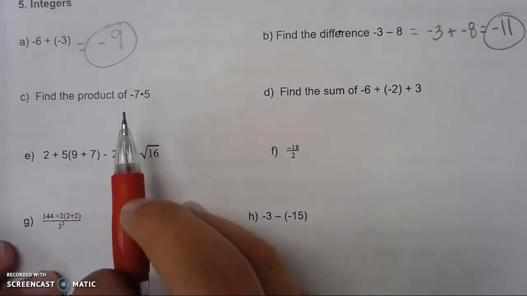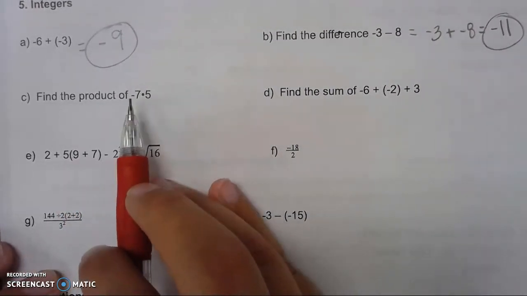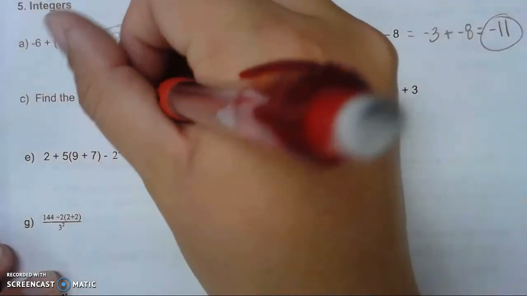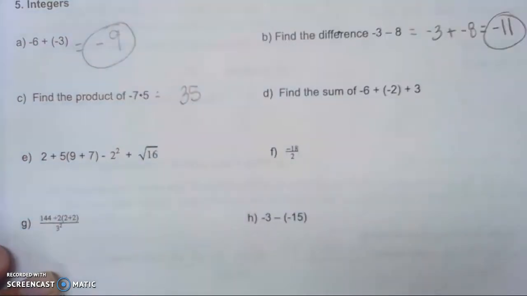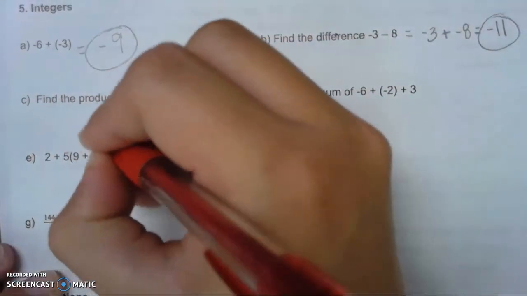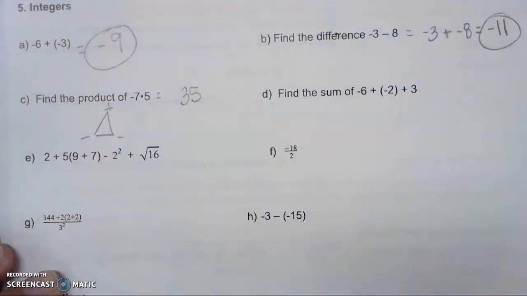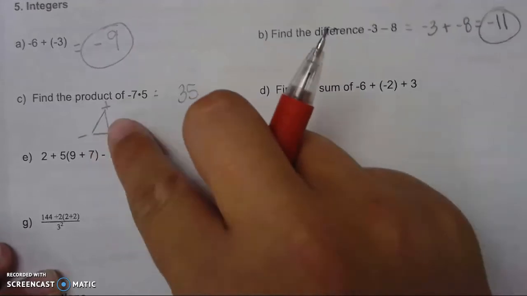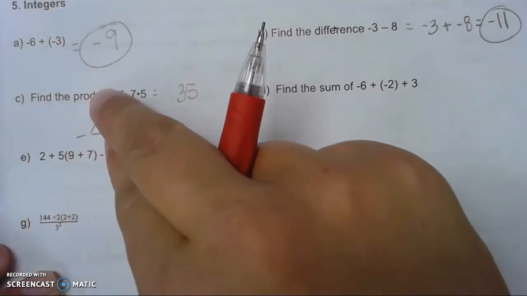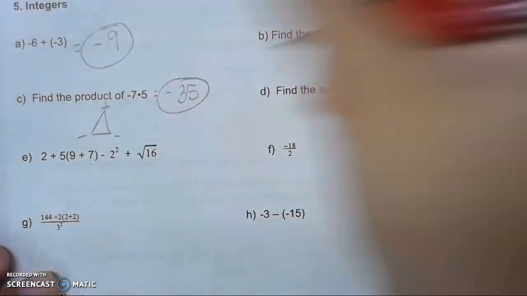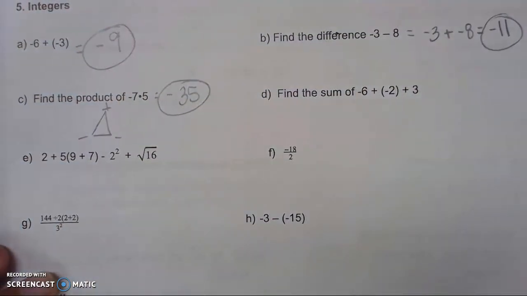Alright, C, find the product of -7 times 5. So multiplication, you're just going to multiply like normal. So 7 times 5 gives me 35. And then to figure out the sign of your answer, this is when the Christmas tree comes into play. So if you're taking a negative times a positive, you're going to cover up one negative, cover up one positive, and then whatever you have left will be the sign of your answer. So in this case, it will be -35.